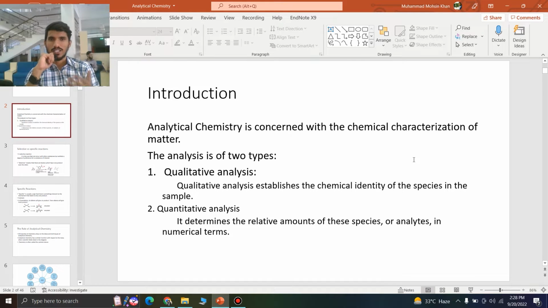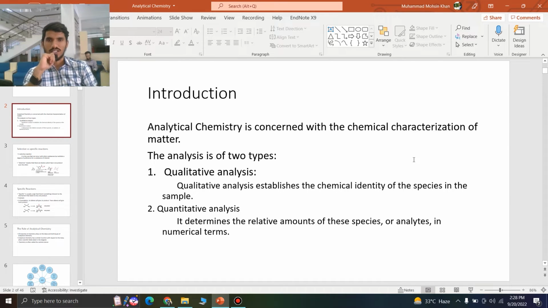analytical chemistry really is. Analytical chemistry is that branch of chemistry in which there is chemical characterization of matter. So what do we basically do? We just characterize the matter. We find what the compound is, what the elements in the compound are, and what the different measurable quantities related to the compound are.